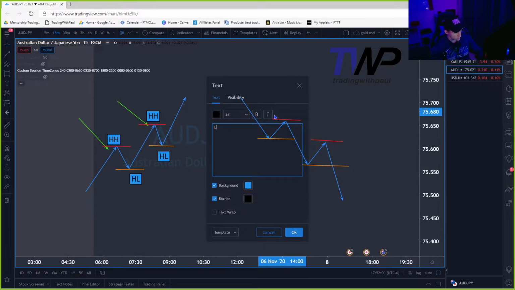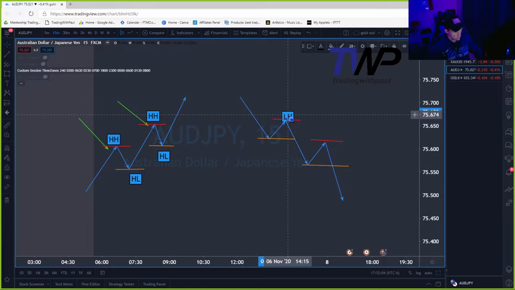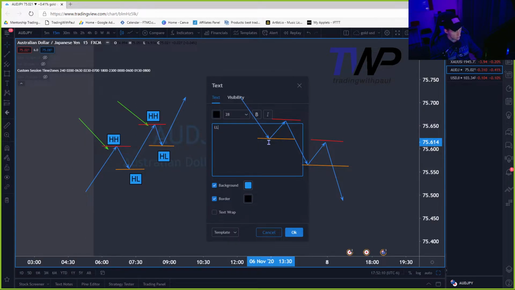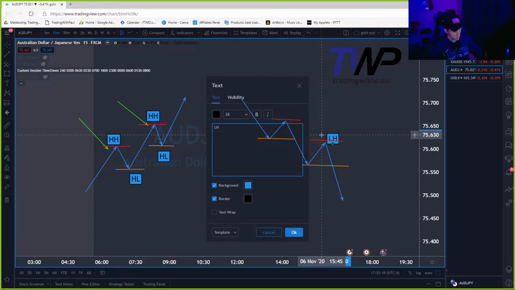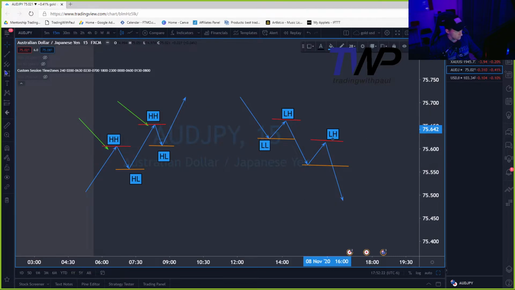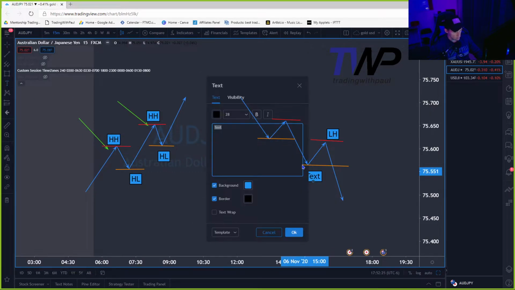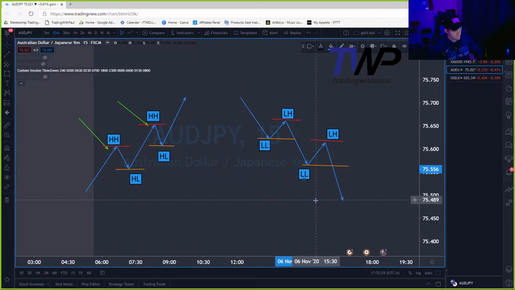And then we know where our lower highs are. So we got a lower high right there. Right, got a lower high. Got a lower low down there. We got a lower high up here again. And then we got a lower low down here.